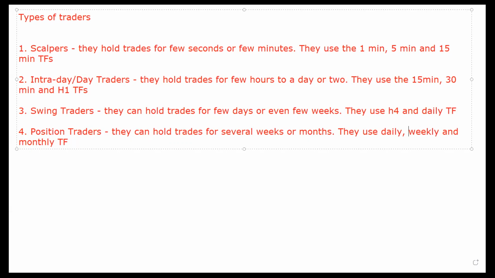So these are the 4 types of traders that we have. Now, what makes someone choose what kind of trader to be? Number one is the time they have to trade. Time availability. That's the number one reason.